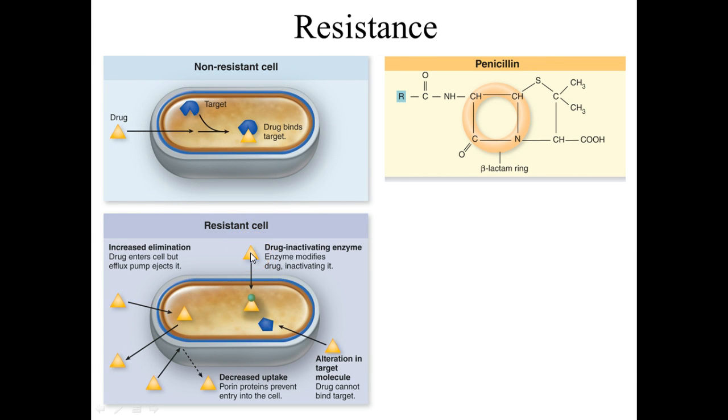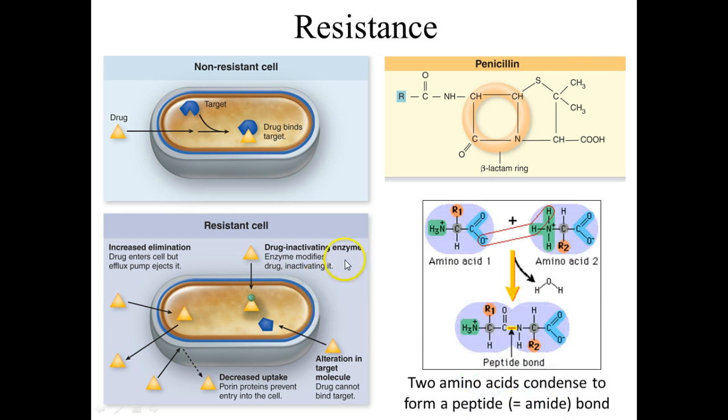So for this one, sometimes the antibiotic will come in and then there's an enzyme inside the bacteria that will destroy it. And this is very common for penicillin. Notice penicillin's got this ring structure. It's known as the beta-lactam ring. There's enzymes out there known as beta-lactamases. Guess what they do? They snip this ring. And when they do that, it stops the antibiotic from being able to bind to the target.